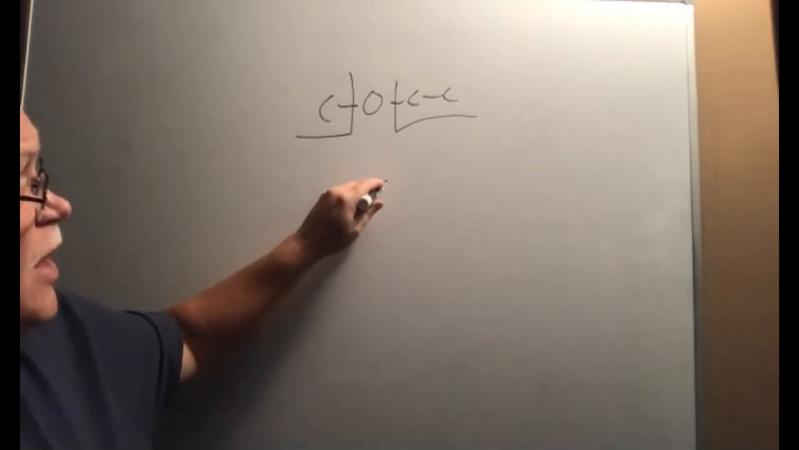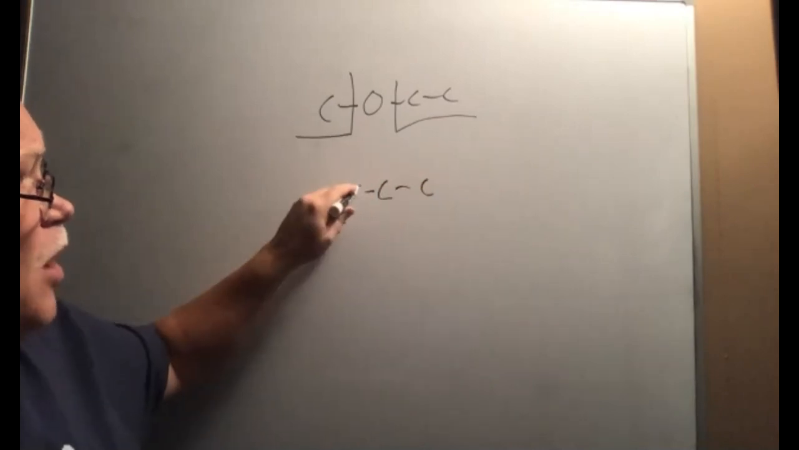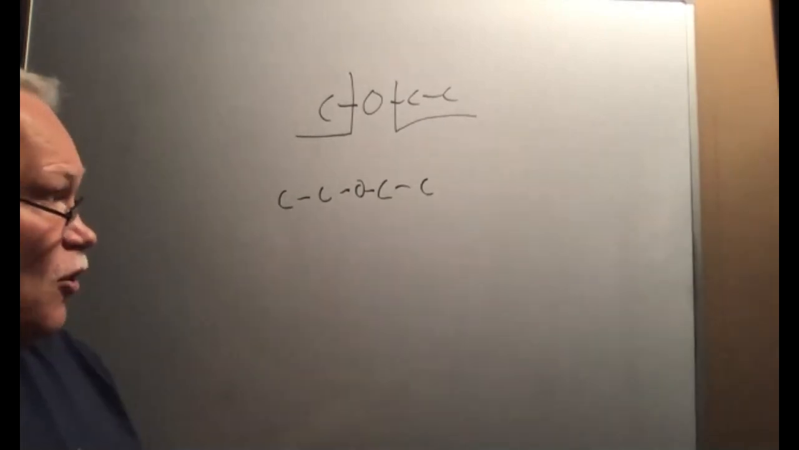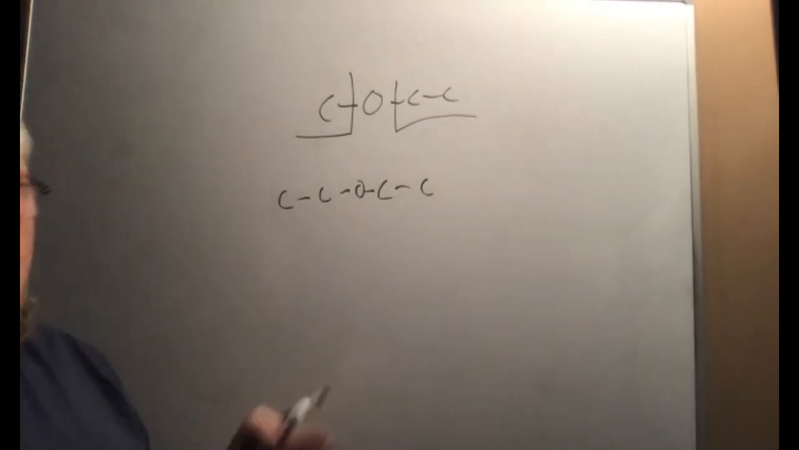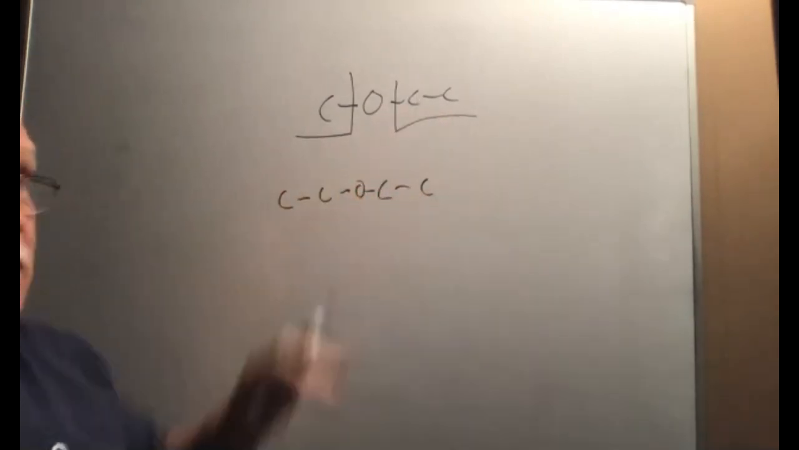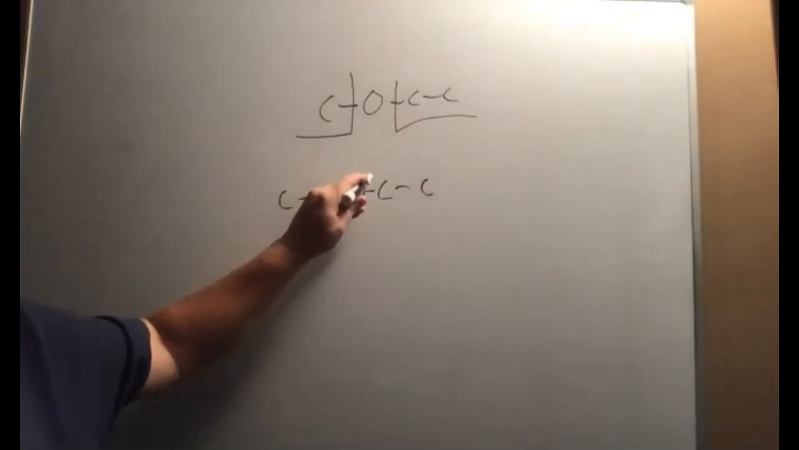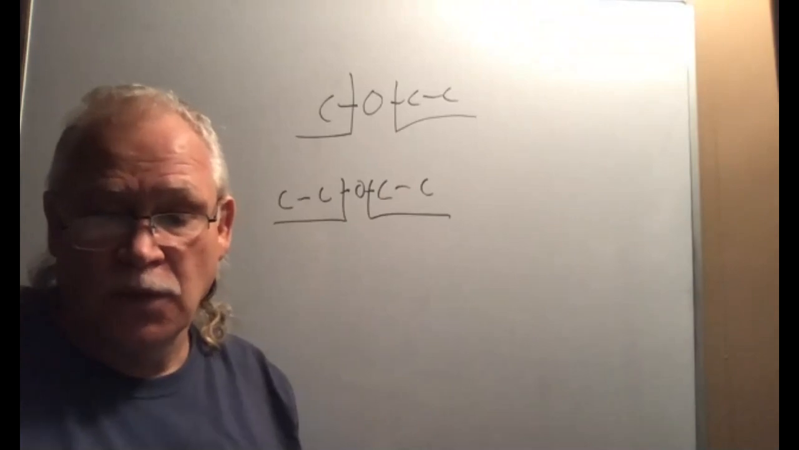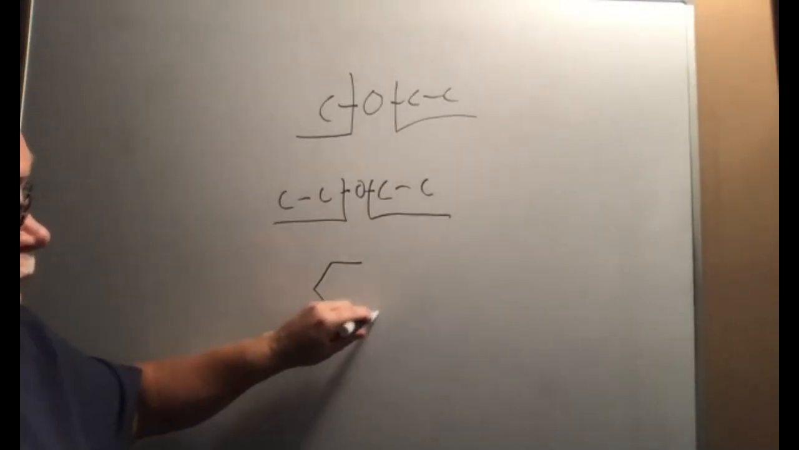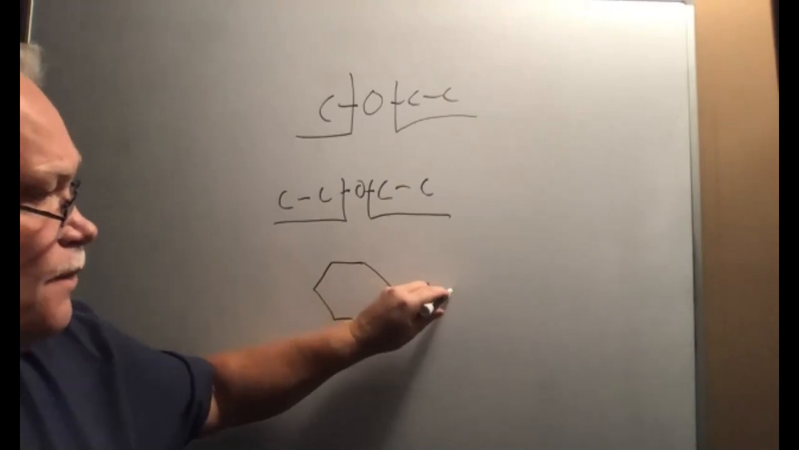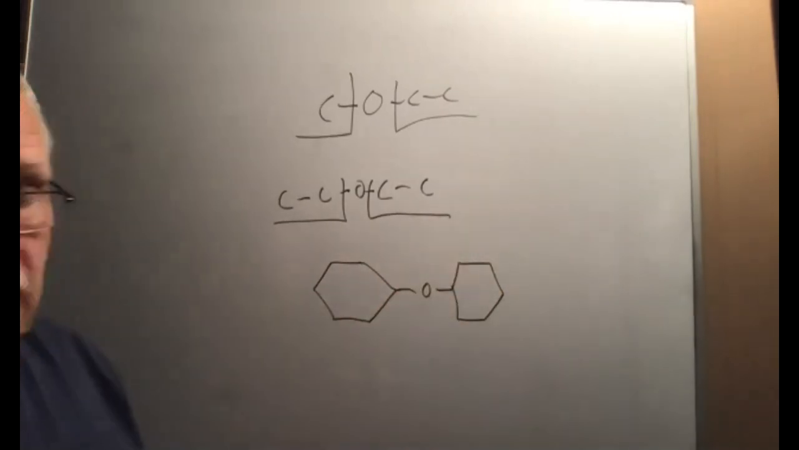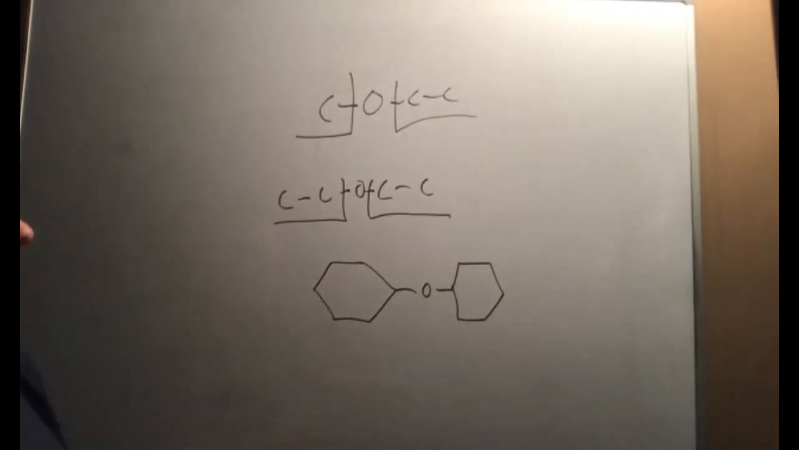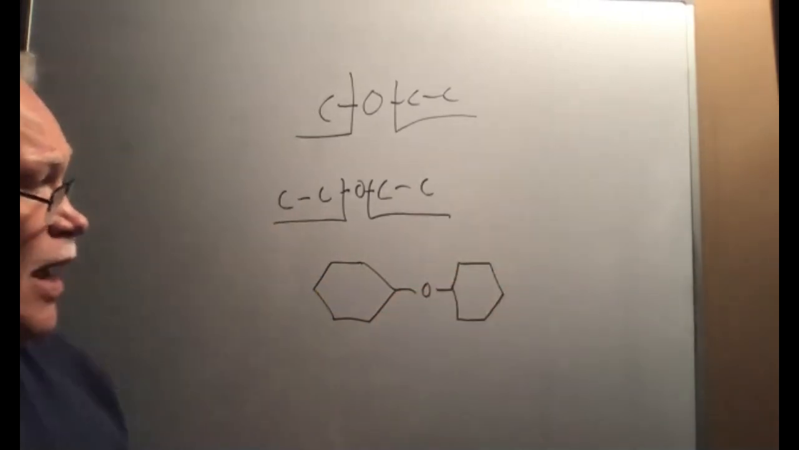How would we name this one if the two groups are the same on both sides? We call it diethyl ether. Okay, we just put them in alphabetical order if they're different, and we say di if they're the same. So if we have a symmetrical ether, we would just call that diethyl ether. Now, look at this one. Those are cyclohexyl rings, cyclohexane rings. So this would be dicyclohexyl ether.